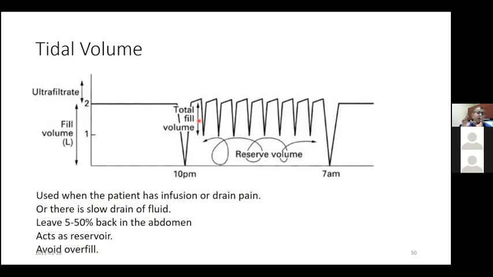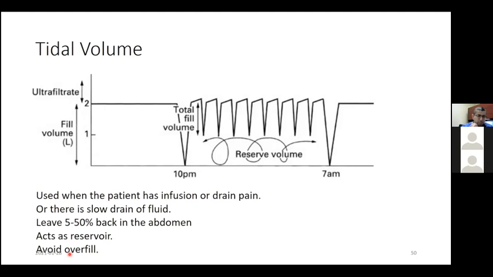It acts as a reservoir and allows you to get the infusion and drain pain off, and it works better. The problem with this is you can keep on ultrafiltering and the machine doesn't know how much ultrafiltration has happened. But what the machine will do is at the end, it will remove all the fluid. Okay, so there's a way as well.